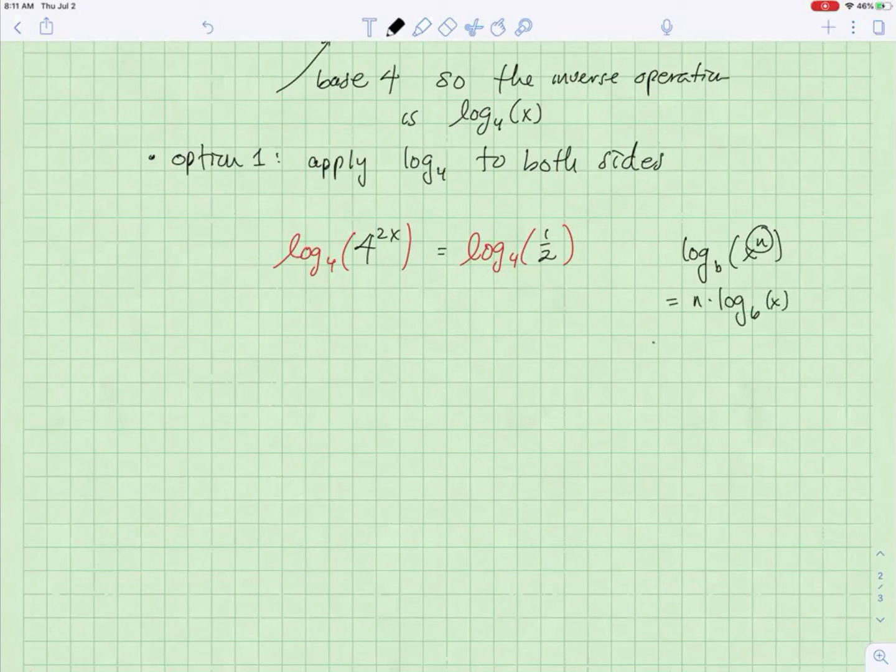Or if we have matching bases, which is exactly what we chose here, let me rewrite this generically. Log base b of b raised to a power, that's a cancellation law. So either way we cut this, if we want to bring down our power as a coefficient, this is 2x times log base 4 of 4 is equal to the log base 4 of 1/2.